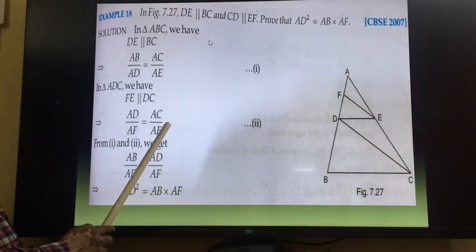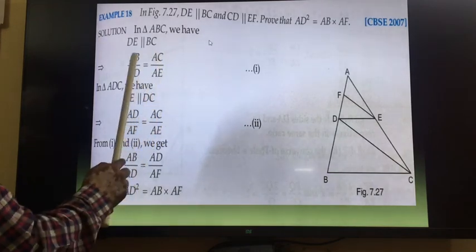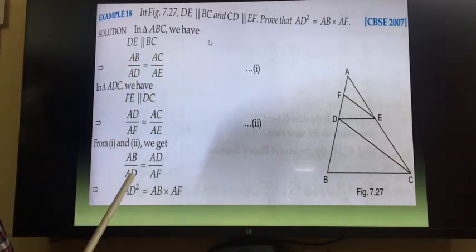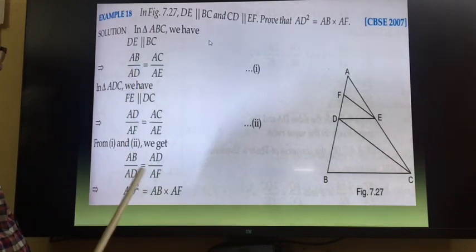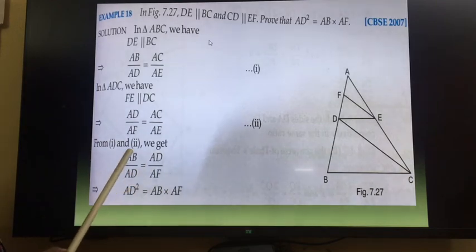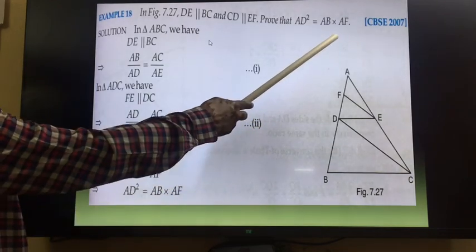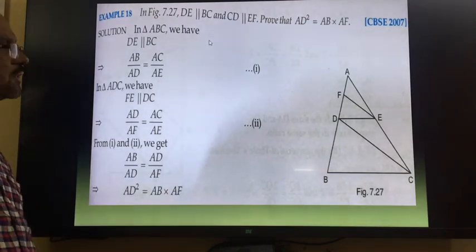Now after seeing equation number 1 and 2, we see the right hand sides are equal, so the left sides will be equal. We will get AB upon AD is equal to AD upon AF. After this we will do the cross multiplication. So AD into AD will be AD square, and AB into AF, and we will get the required result. So I hope you understood.